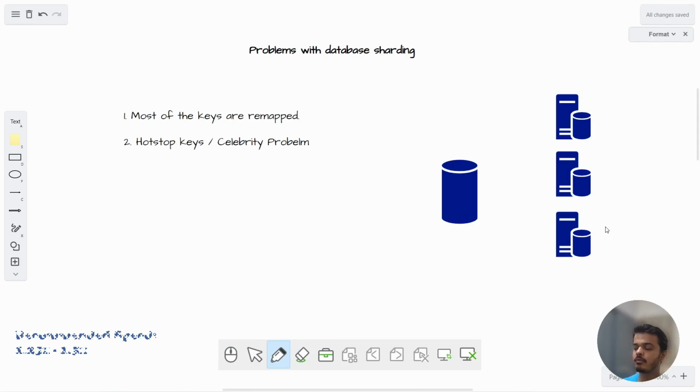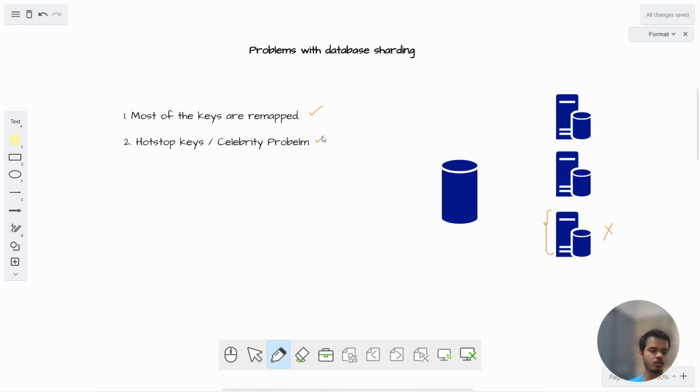First is that whenever a server goes down, not only the keys that were mapped to this particular server are going to be remapped, but also the keys that were present on other servers, the servers which are still live, are also going to be remapped. This is the first problem. What is another problem? It may happen that hotspot keys or celebrity keys are mapped to a single server, right? Now in this particular case, the load on this server is going to be a lot more in comparison to the other two servers. So these are two problems related to database sharding.